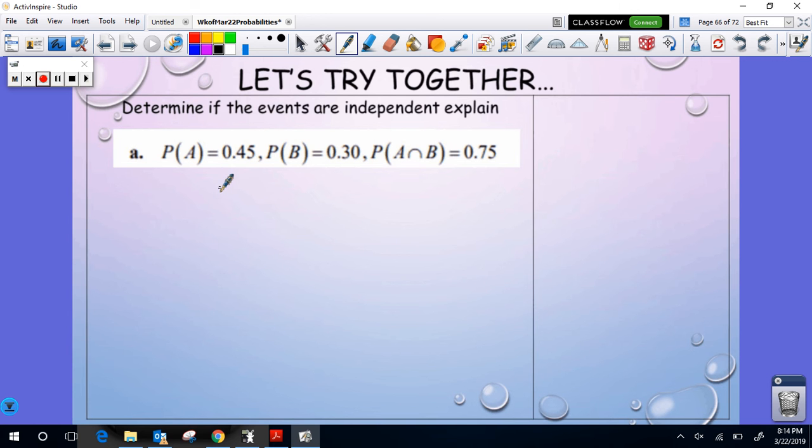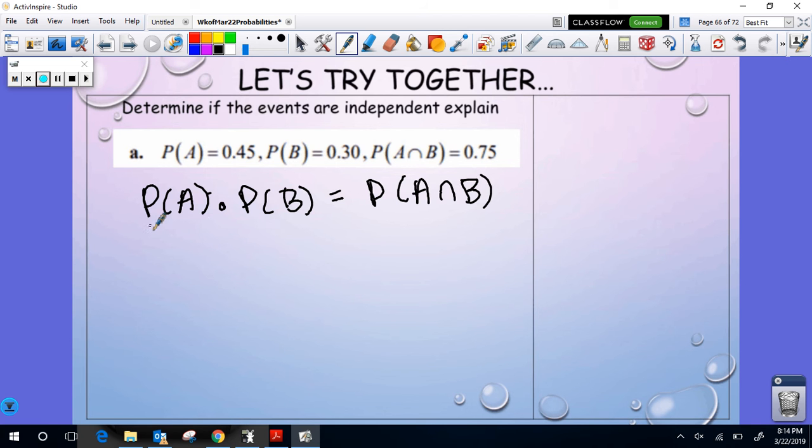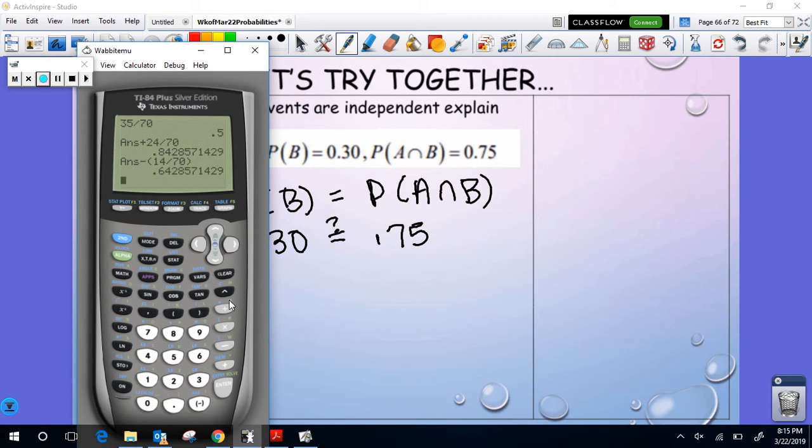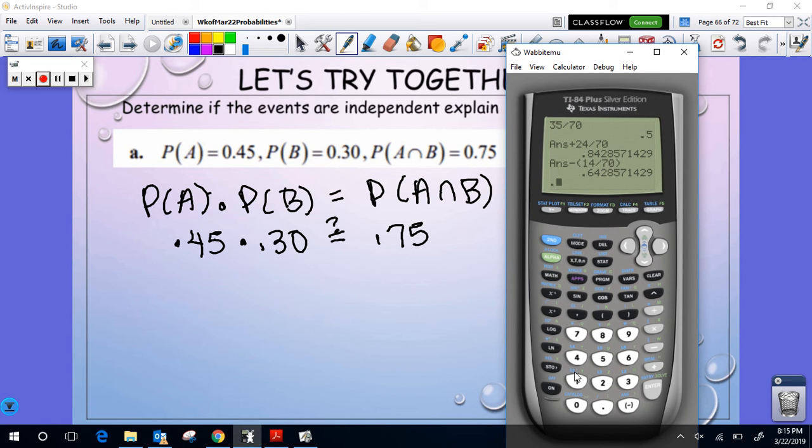It says determine if the events are independent and explain. If these two events are independent, then I'm going to take the probability of A and multiply it by the probability of B, and it should equal the probability of A and B. Okay, so let's do it. 0.45 times 0.30, does it equal 0.75? If these events are independent, which means the probability of one does not affect the probability of the other, then we're good.